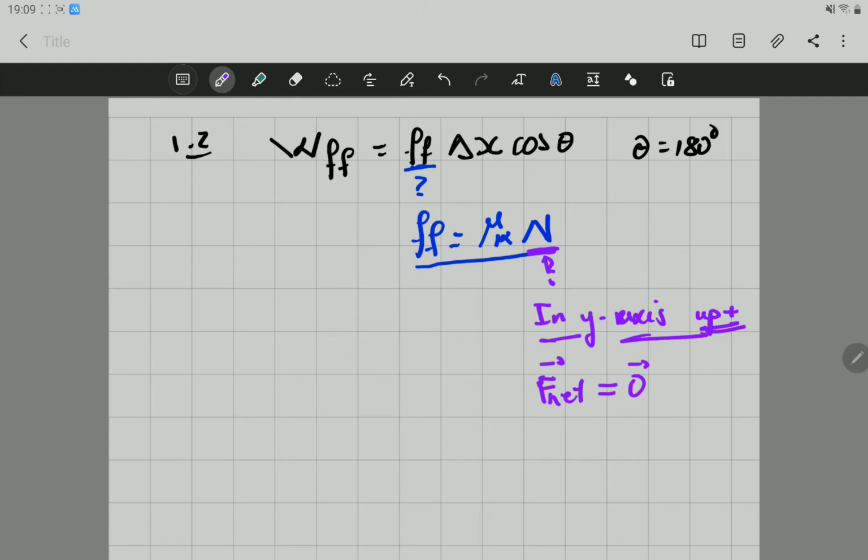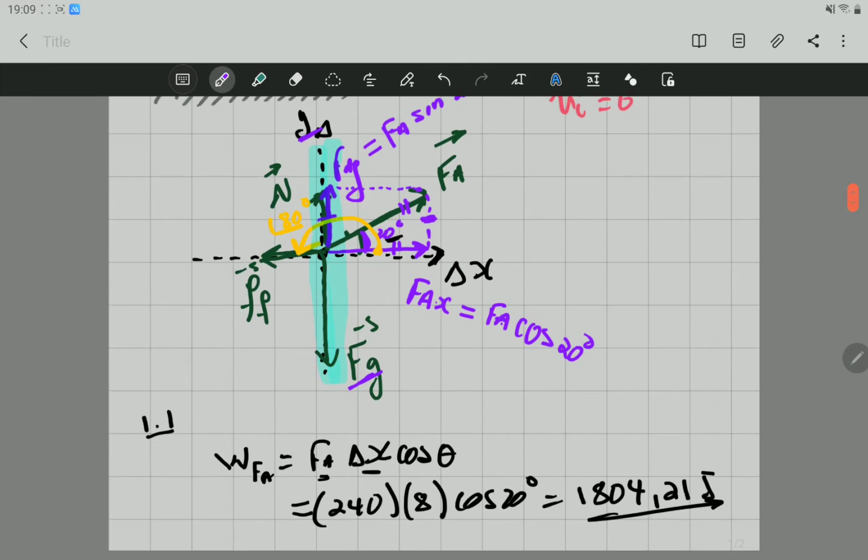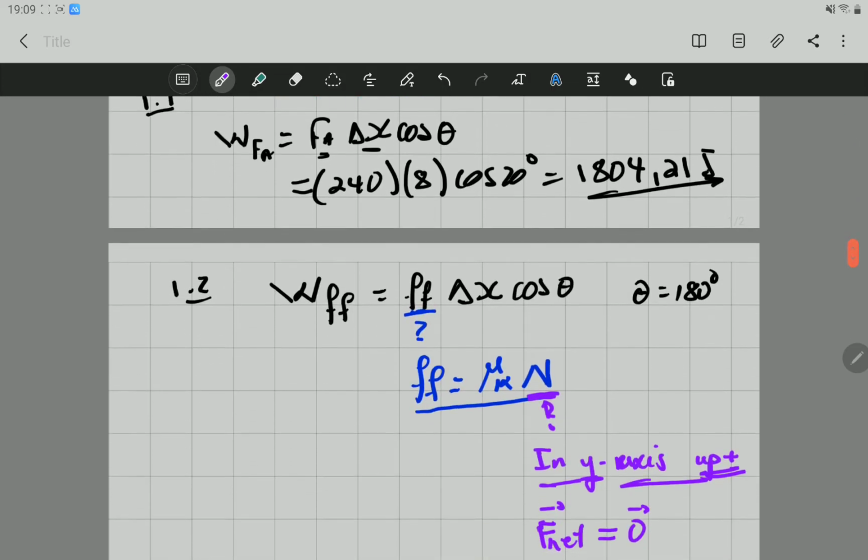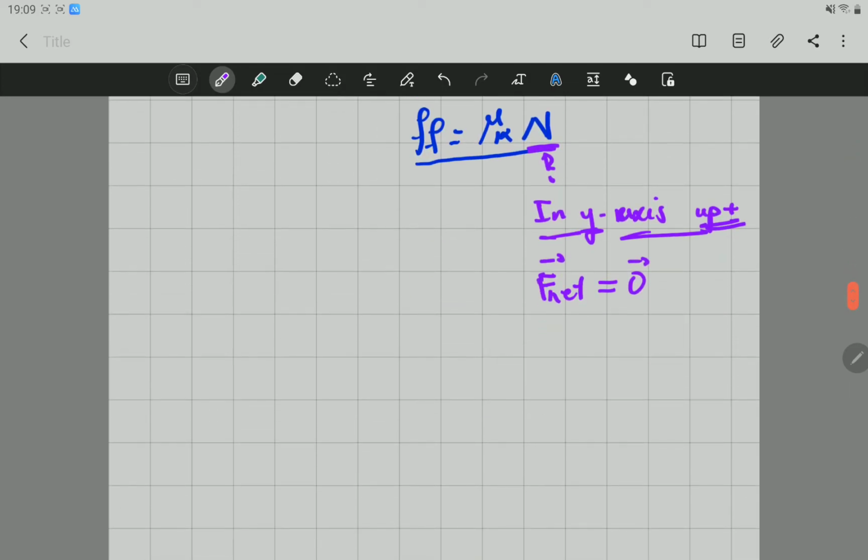Now, net force is the vector addition of all the forces that act on the object, but we are in the y-axis. What forces do we have? Normal and applied force in y. Both of them are pointing upward, and therefore they are positive. And we have the gravitational force pointing downward, therefore it is negative. So we have normal plus applied force in y minus gravitational force is equal to 0.